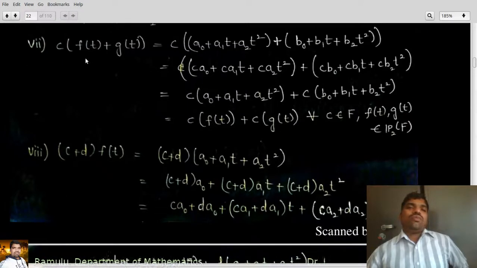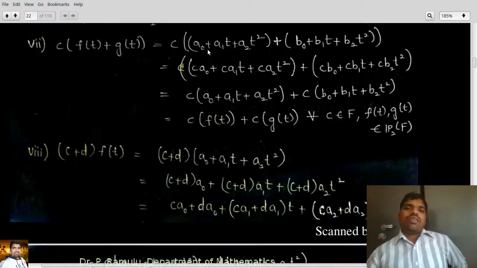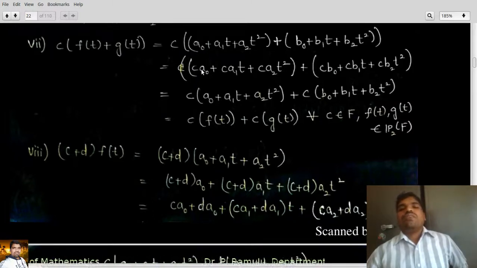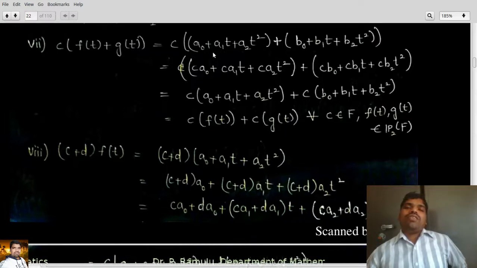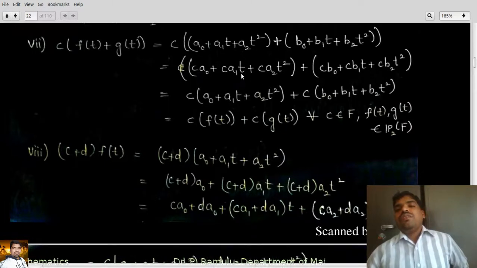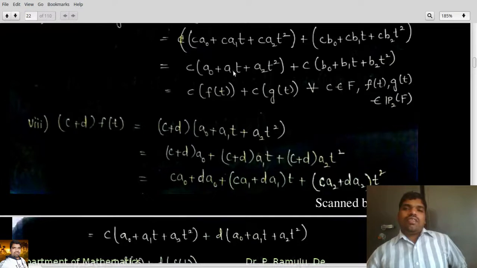Seventh property, the distributive property of c. I am writing c into f(t) plus g(t). It has c into this, so that equals c into a0 plus b0 plus c into a1 plus b1 t plus c into a2 plus b2 t square. Later I want to write c a0 plus c b0, c a1 t plus c b1 t, and c a2 t square plus c b2 t square. I am taking c common out here: c into a0 plus a1 t plus a2 t square, and c into b0 plus b1 t plus b2 t square. So that equals c into f(t) plus c into g(t). This is nothing but f(t), and this is nothing but g(t).